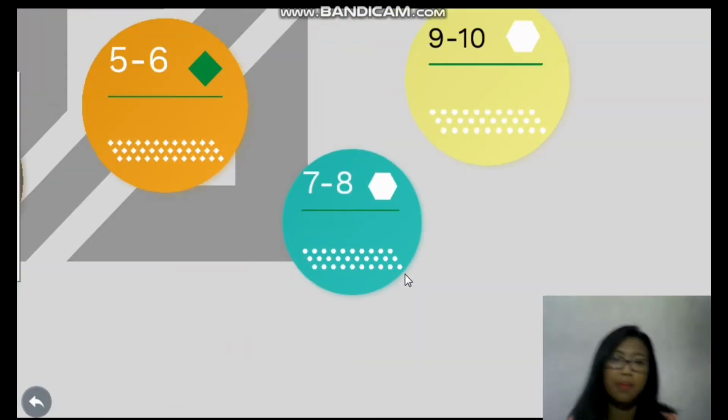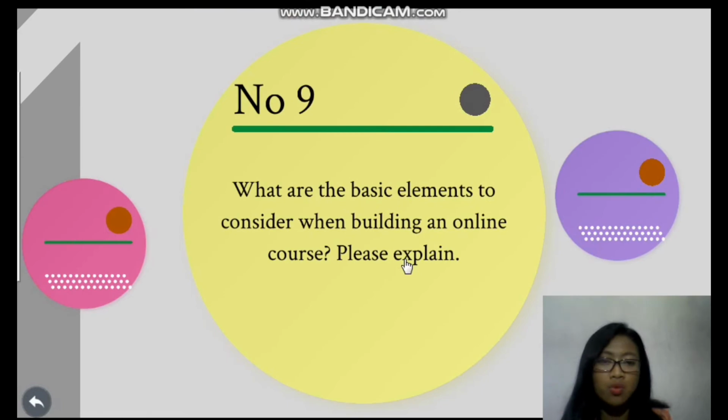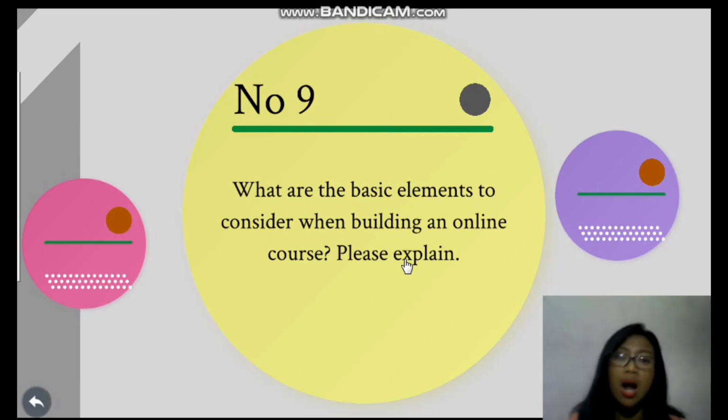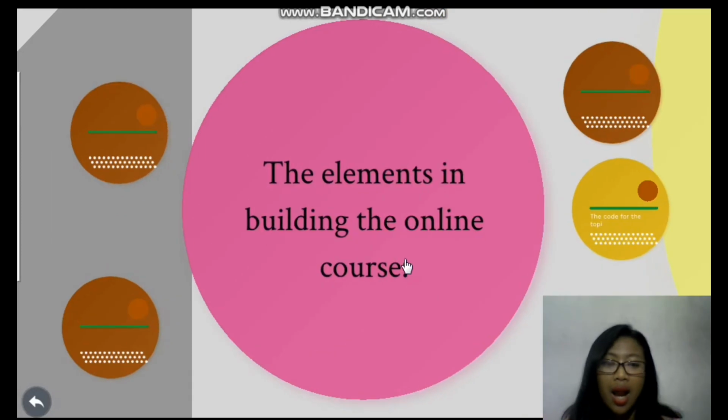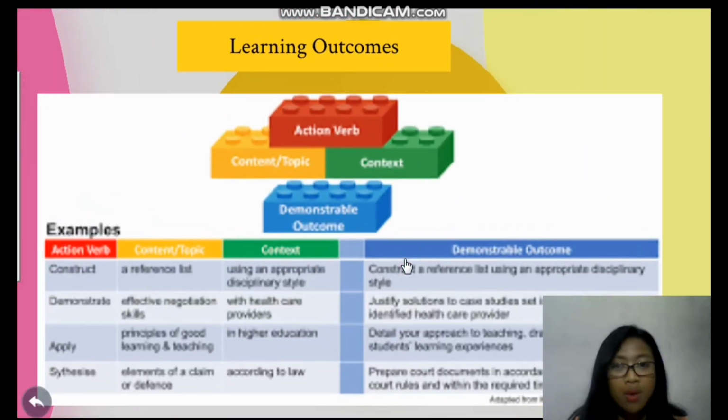Next, let's move to the last two questions. Number 9. What are the basic elements to consider when building an online course? Please explain. Well, everyone, there are some elements in building the online course. The first one is learning outcomes. The learning outcomes are the core of the online course. The students' learning outcomes must be explained clearly.